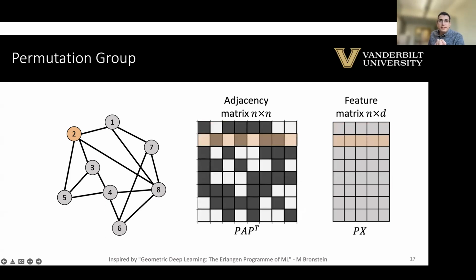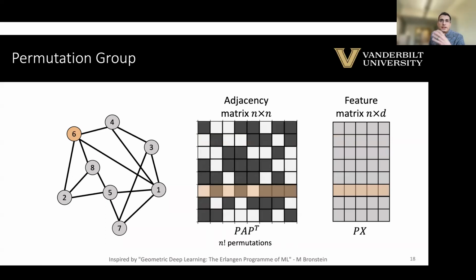But we could have had a different set of indices, and we could have called that node node 2. Nothing has changed. This is still the same graph, the same signal defined on this graph, although now our adjacency matrix completely changes, and similarly our feature matrix changes as well. How do they change? They change through a permutation, right? A permutation matrix P applied to our A. So P A P transpose is going to be our new adjacency matrix, and P X is going to be our permuted features. And of course, we can have n factorial permutations on this graph.